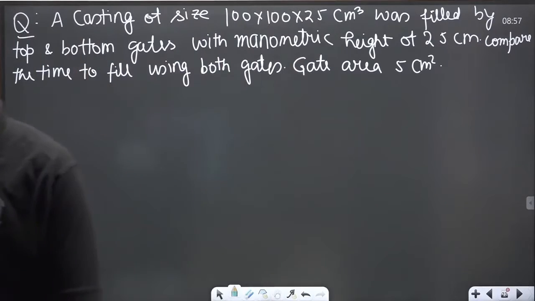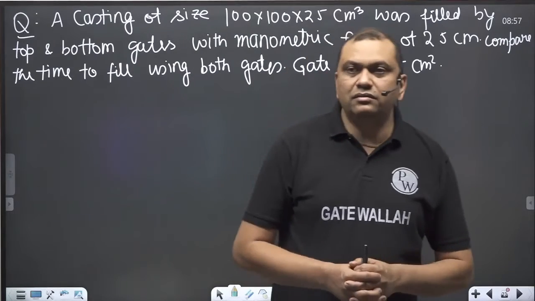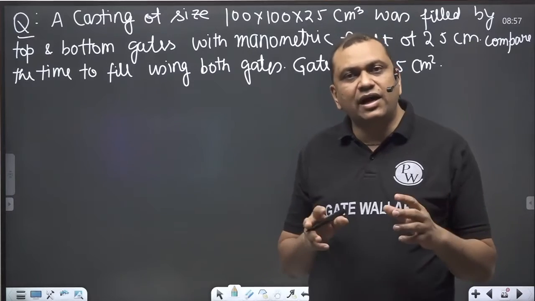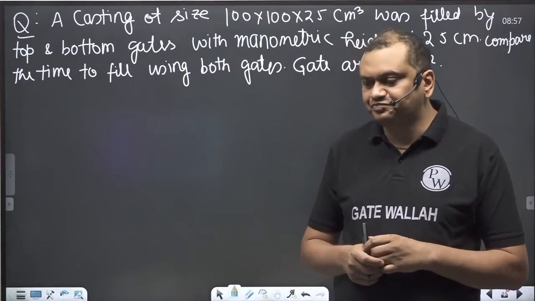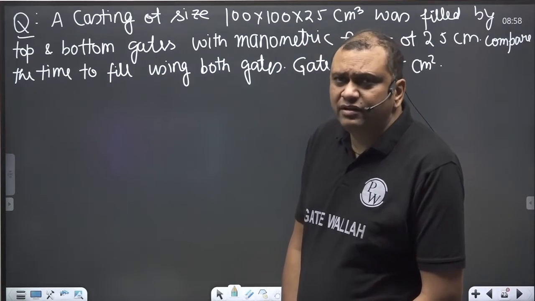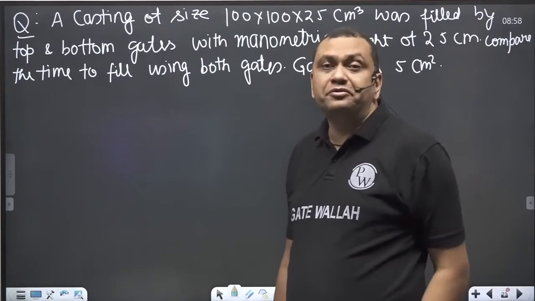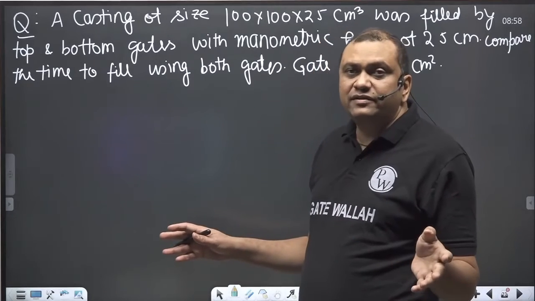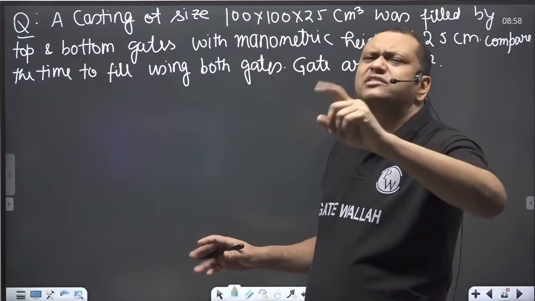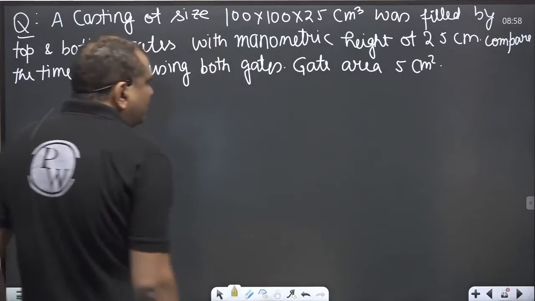So let us see the questions of gating system design. As I told you, riser design and gating system design are the two most important topics for GATE. Whatever derivation I have just done, you should do it at least 2 times without looking at your notes. If the derivation is clear, you will not have a problem with any question on gating. That is my promise. So this is the first question.